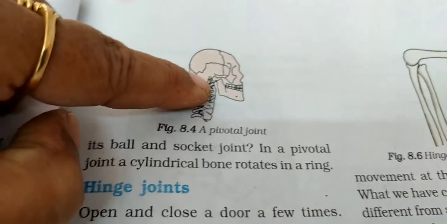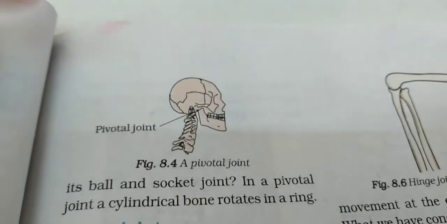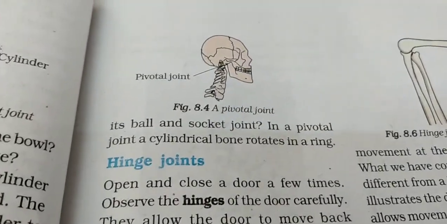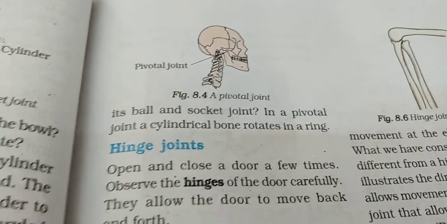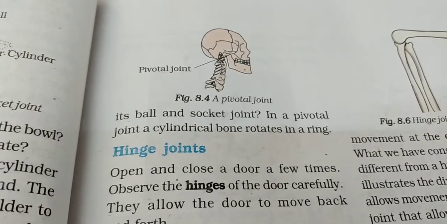A cylindrical bone rotates in a ring. Ring के अंदर cylindrical bone rotate होता है. So it can rotate towards three sides and bend in two directions.